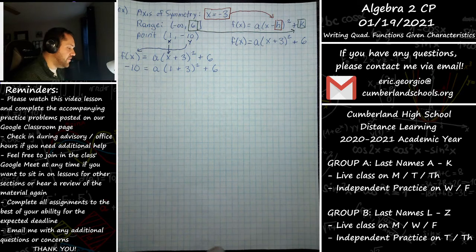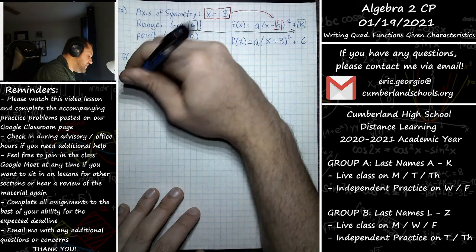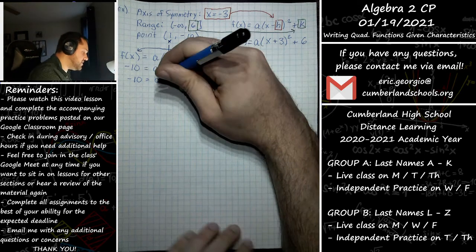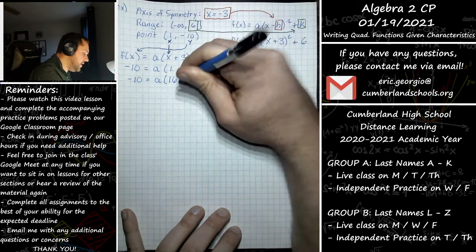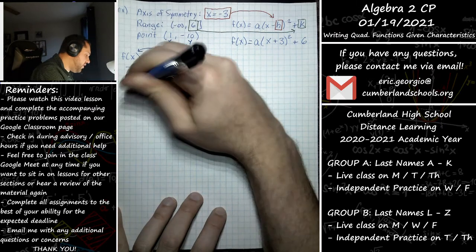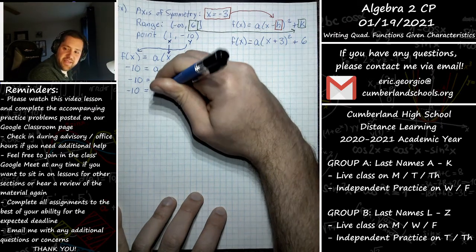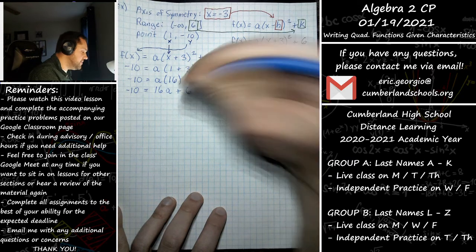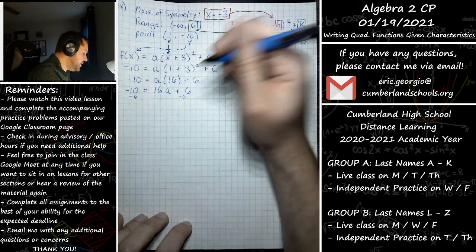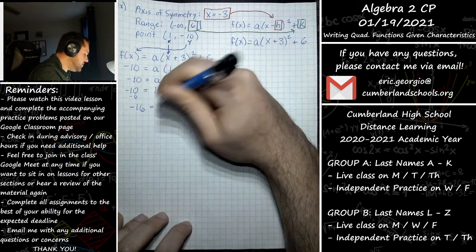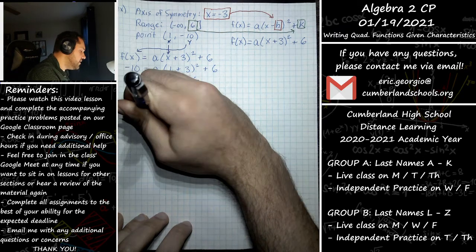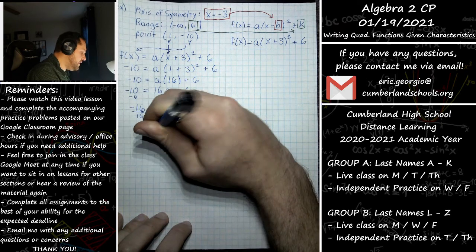And let's see what we get by doing all of this. This would tell us that negative 10 is equal to a times 1 plus 3 squared is 4 squared, which is 16, plus 6. Don't panic from the big number. Notice how this is going to work out. Writing it in a little more of a familiar form, we could say negative 10 is 16a plus 6. Two-step equation from Algebra 1 now. Subtract 6 from both sides. We would get negative 16 is equal to 16a. And divide both sides by 16. We would get that negative 1 is equal to a.